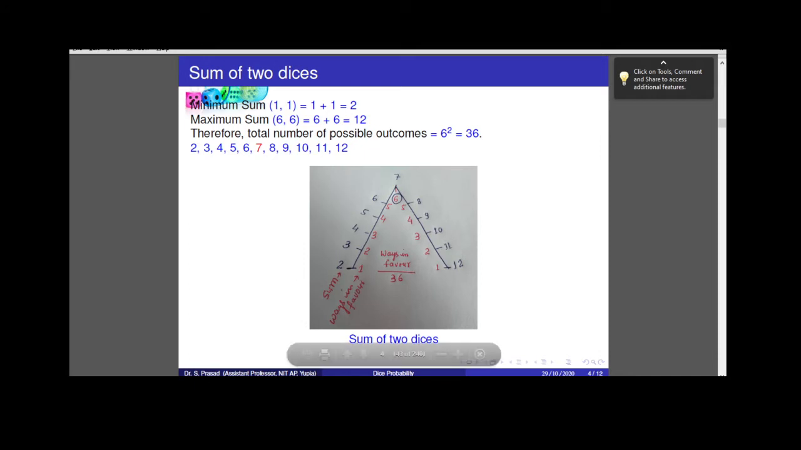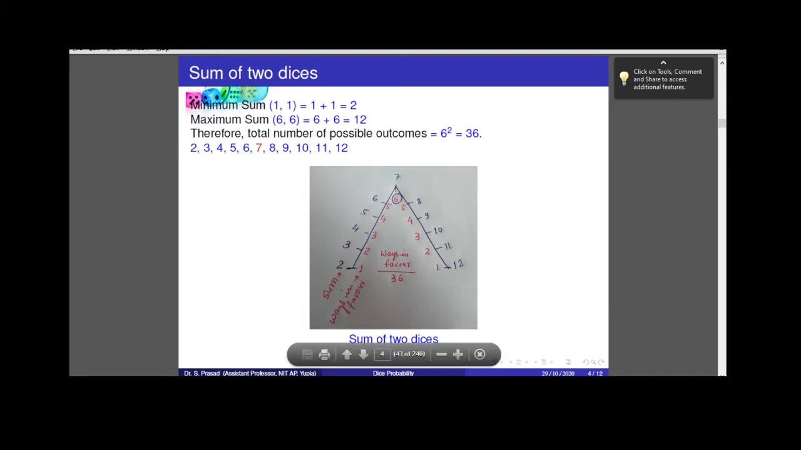Here, this represents the sum, and this side represents the ways in favor. It means that sum 2 occurs 1 time, sum 3 occurs 2 times, sum 4 occurs 3 times, sum 5 occurs 4 times, and sum 6 occurs 5 times. Sum 7 occurs 6 times, sum 8 occurs 5 times, sum 9 occurs 4 times, sum 10 occurs 3 times, sum 11 occurs 2 times, and sum 12 occurs 1 time.